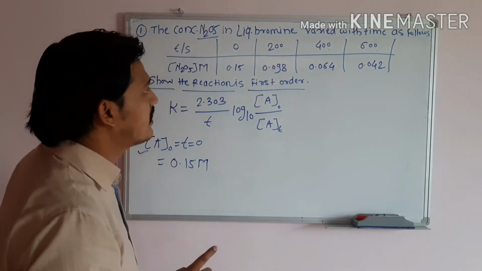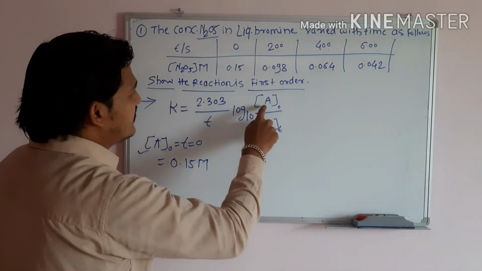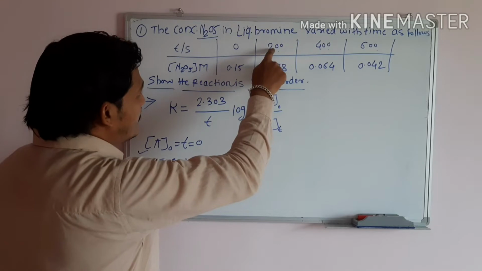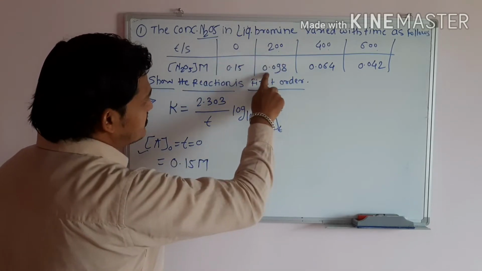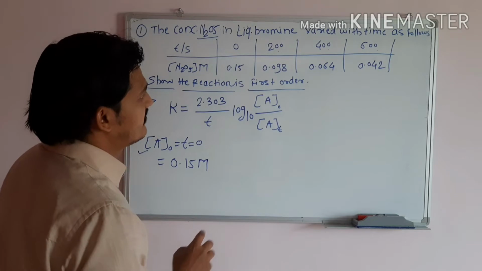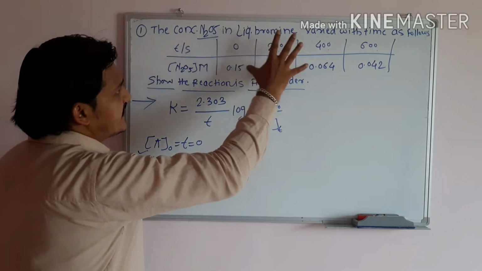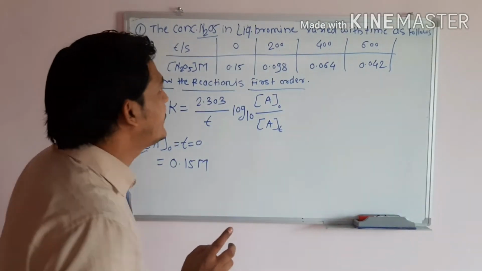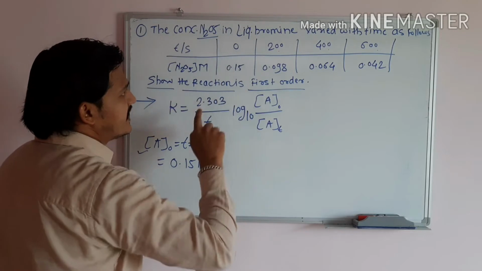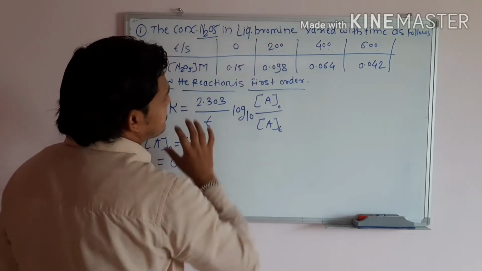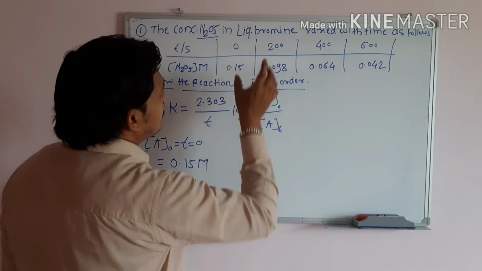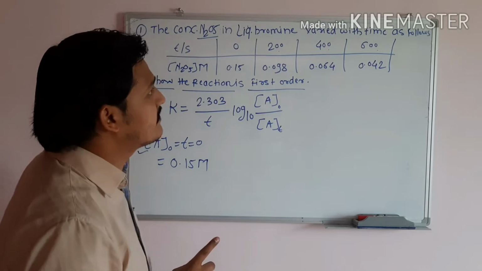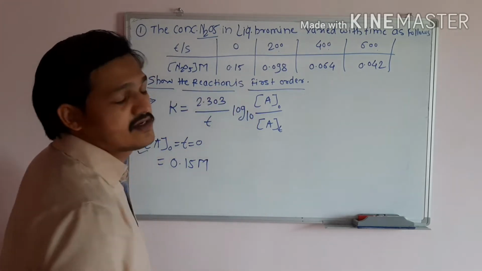First of all, we solve point number first, that is A0 initial concentration 0.15 molar, and at time T equal to 200 second, AT is equal to 0.098. The initial value is fixed. In the first case, the time interval is 0 to 200, in the second case 0 to 400, then third 0 to 600. If the answer is the same, then the reaction is definitely first order.